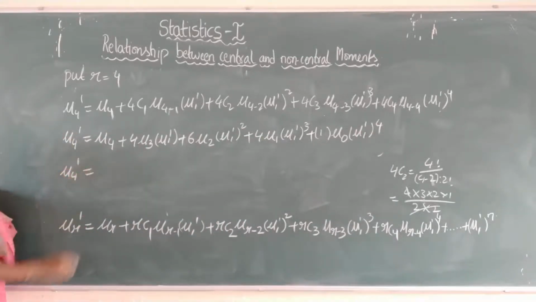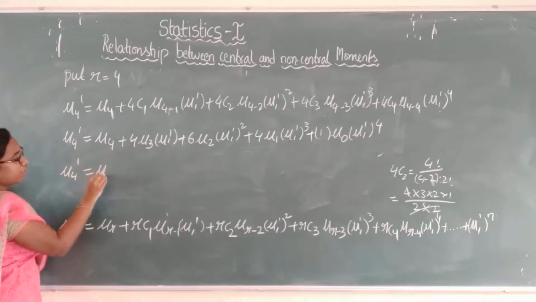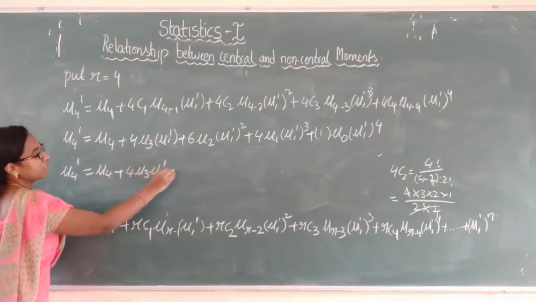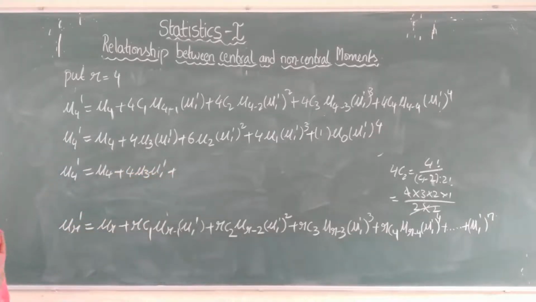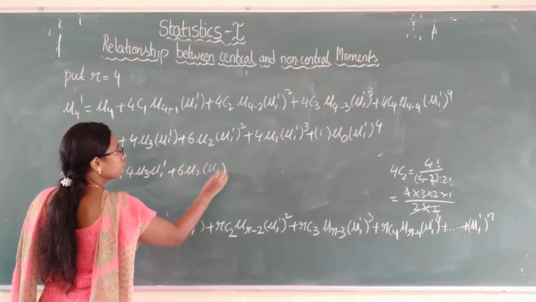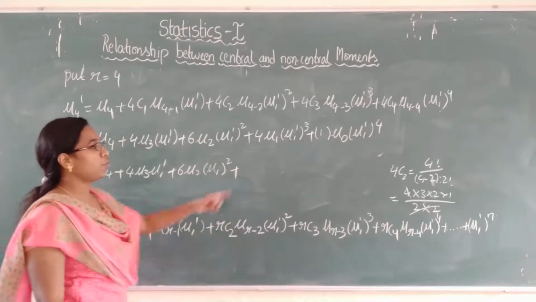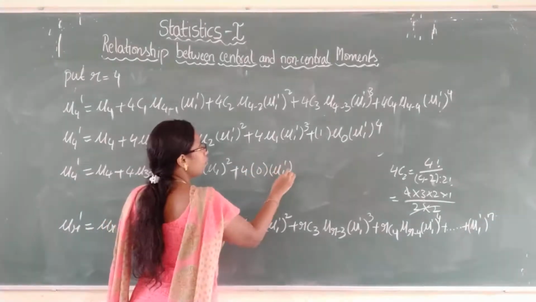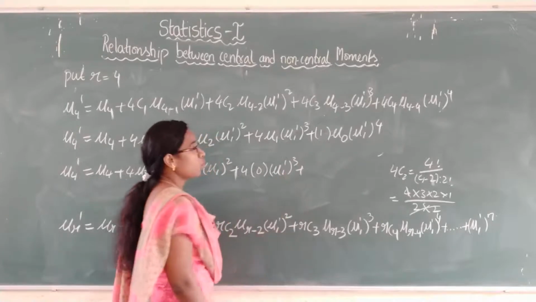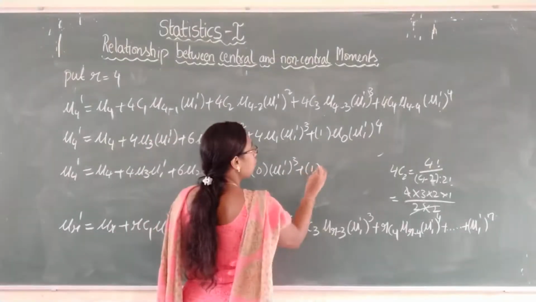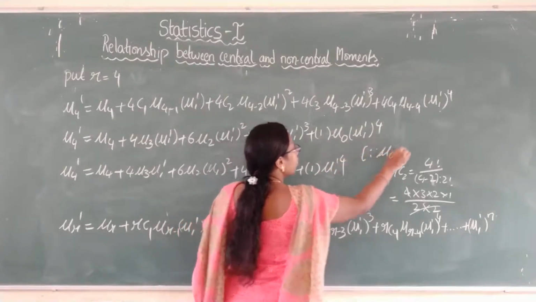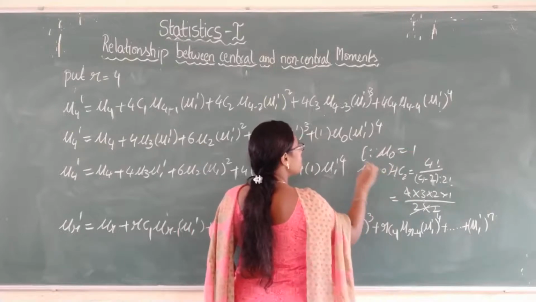μ4 dash is equal to μ4 plus 4 μ3 μ1 dash plus 6 into μ2 into μ1 dash square plus 4 into μ1. What is the μ1 value? It is 0, into μ1 dash cube, plus 1 into μ0. The μ0 value is 1, so 1 into μ1 dash power 4. Since μ0 equals 1 and μ1 equals 0.